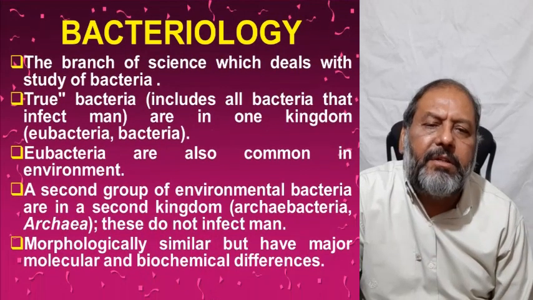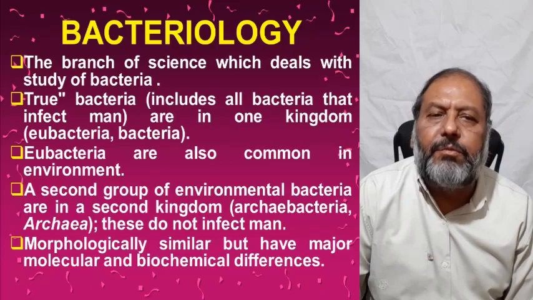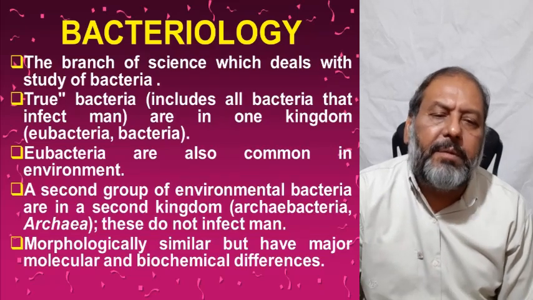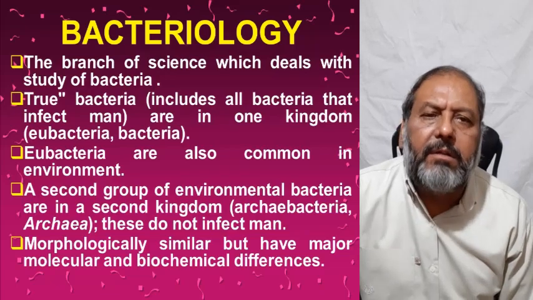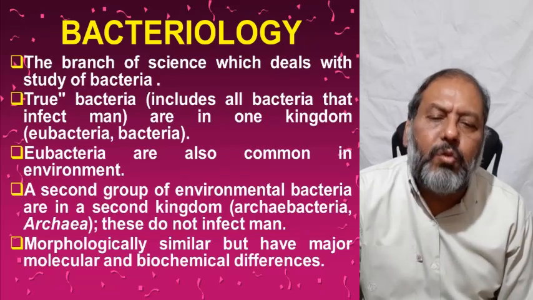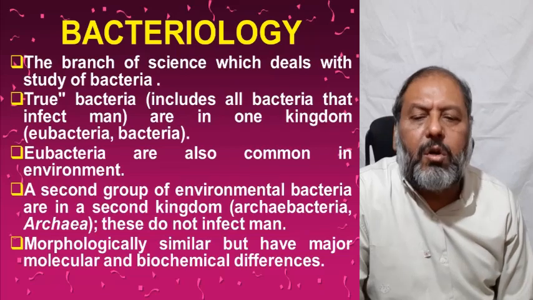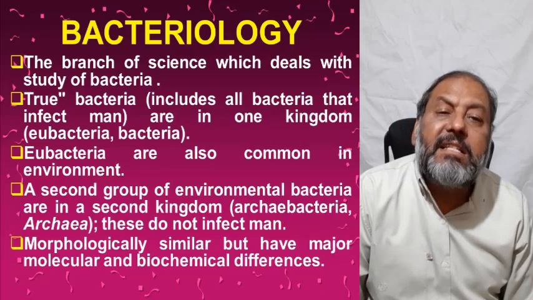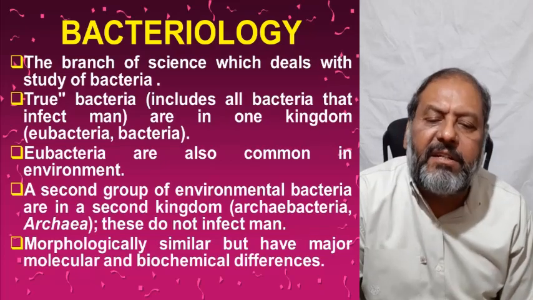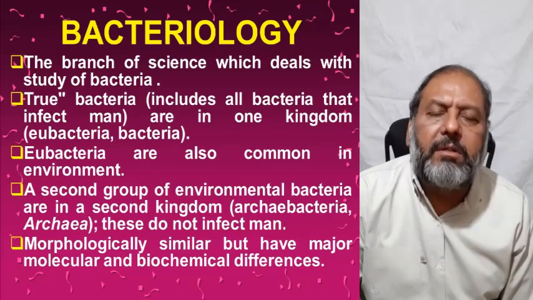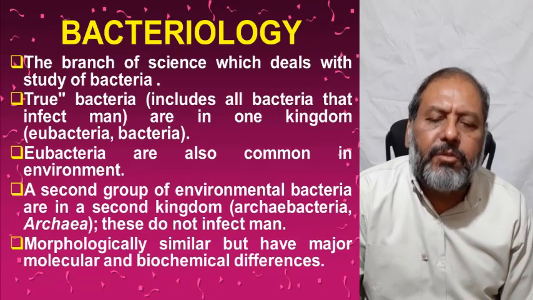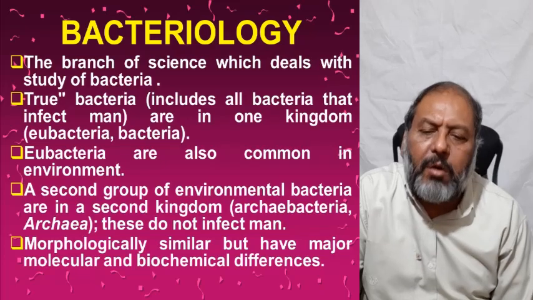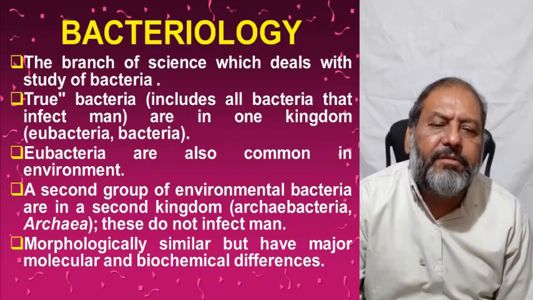Bacteriology, by definition, is the branch of science which deals with the study of bacteria. True bacteria are those which infect the human being. These are in one kingdom that is called eubacteria. Eubacteria are also common in the environment. The second group of environmental bacteria are in the second kingdom, which is called archaebacteria. But these are not going to infect the human being. These are morphologically similar, but they have major molecular and biochemical differences.